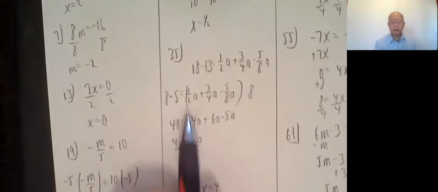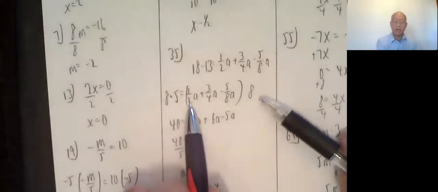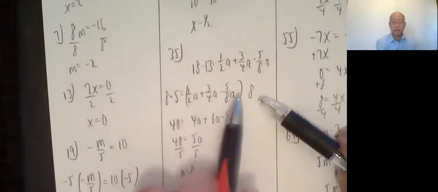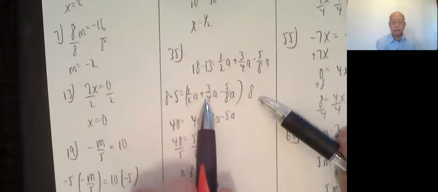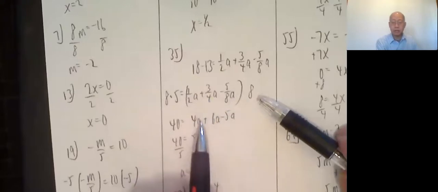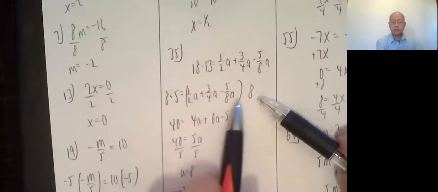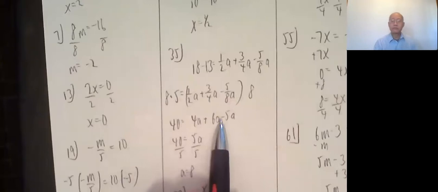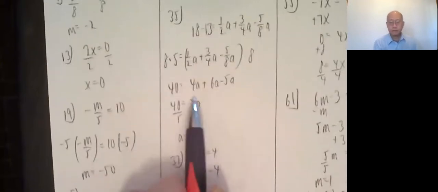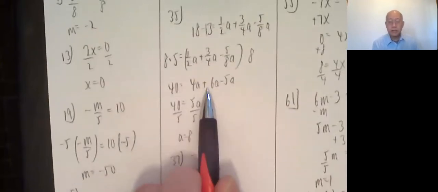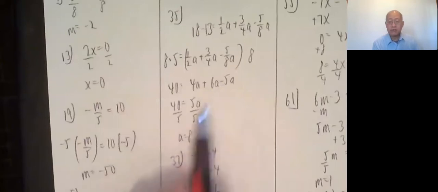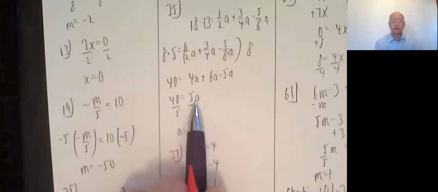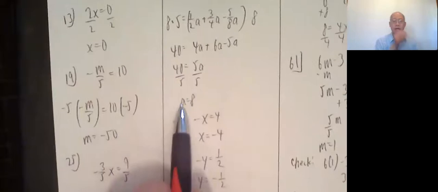So 8 times 5 is 40. 1/2 a times 8. Half of 8 is 4, 4a. Then that times that, 8 divided by 4 is 2. 2 times 3 is 6, so I have 6a. And here 8 cancels that 8, so I have a negative 5a. And no more fractions. 4a plus 6a is 10a, minus 5a, 5a. So 40 equals 5a, divide by 5. a is equal to 8.